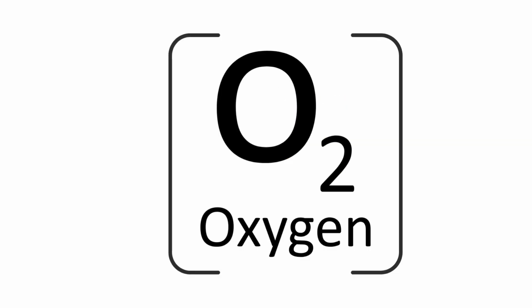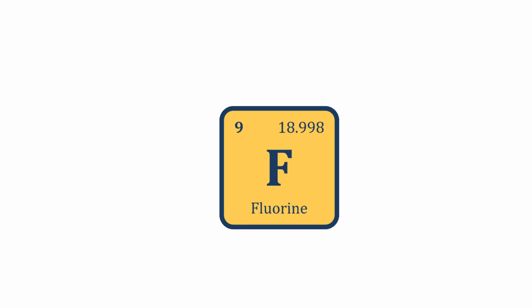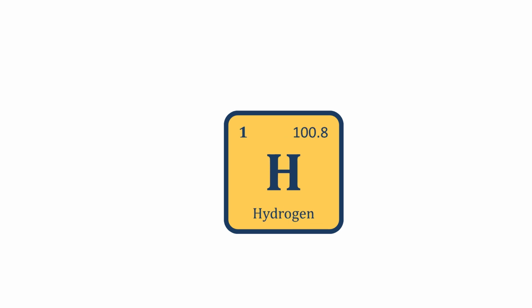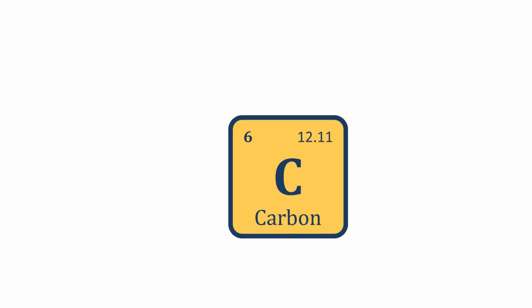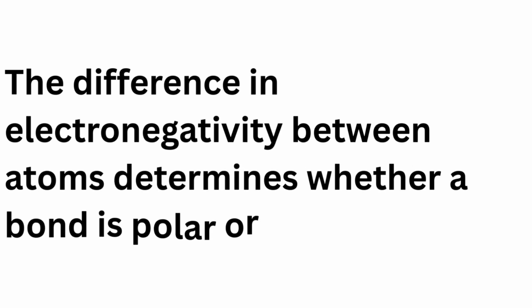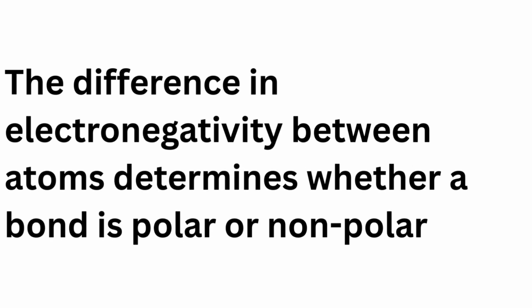Atoms like oxygen, nitrogen, and fluorine pull very strongly. Atoms like hydrogen and carbon pull more weakly. The difference in electronegativity between atoms determines whether a bond is polar or nonpolar.